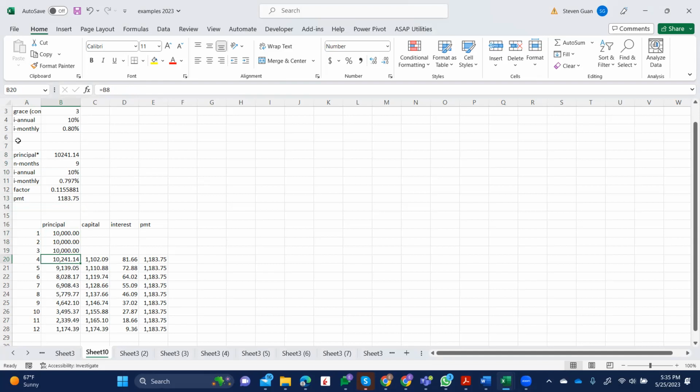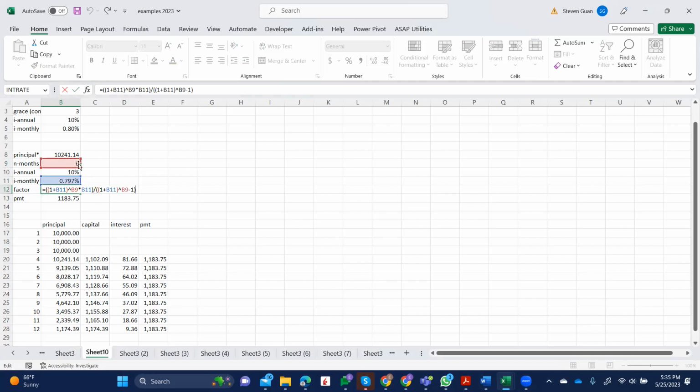And this is that. Forget about that for a minute. This is the way we have been computing all the models. Remember, the principal, number of months. I have my annual interest rate. I compute my monthly interest rate, and my factor is going to be only for 9 months. Take a look, my end is 9 months, so we're okay.